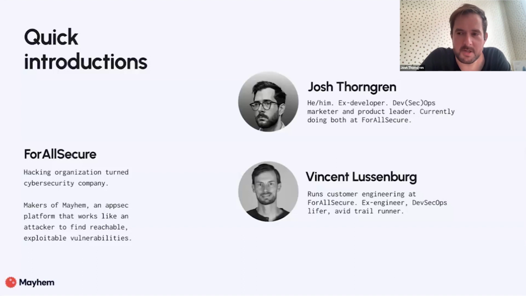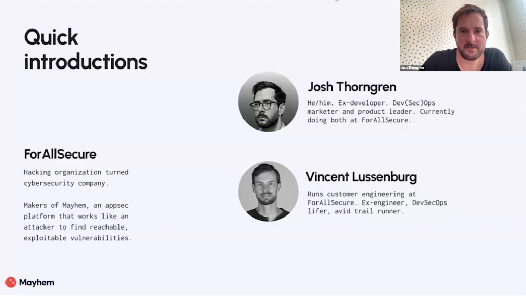Who are we like as a company? Well, we both work at For All Secure, and For All Secure's guiding star is a hacking organization of folks who lent out their skills as white hat attackers for hire. And over time, they developed some technologies that could be used to really improve application security for teams who are building and shipping software. And so we make Mayhem. It's a platform that uses a bunch of techniques that attackers typically use to find reachable and exploitable vulnerabilities in your apps and APIs. That's us in a nutshell.